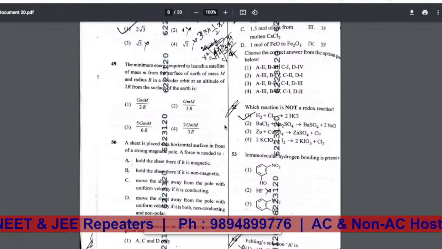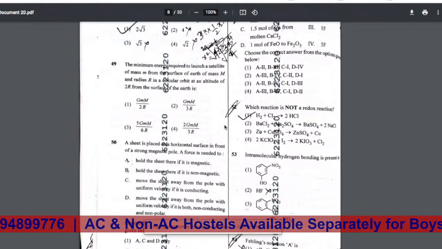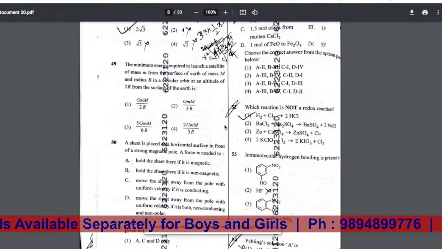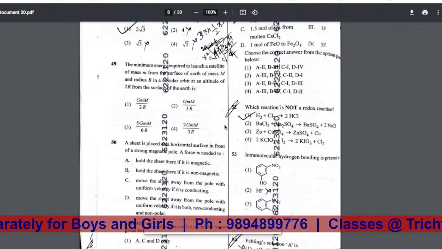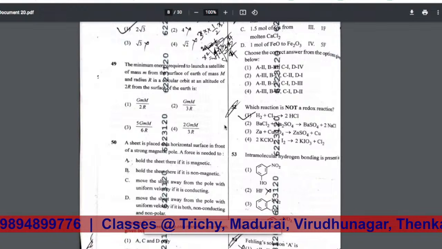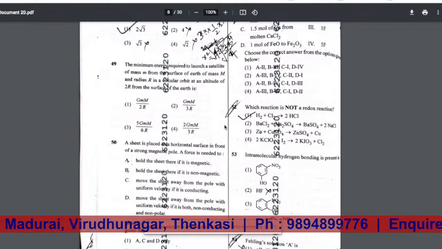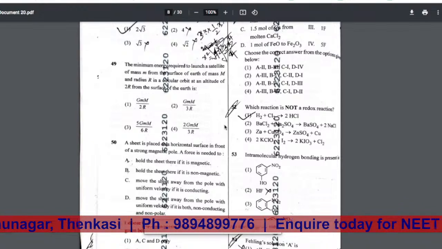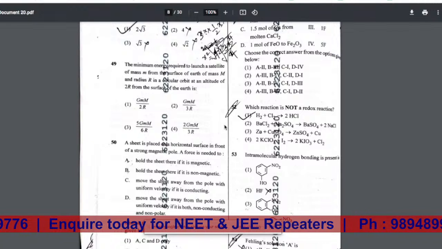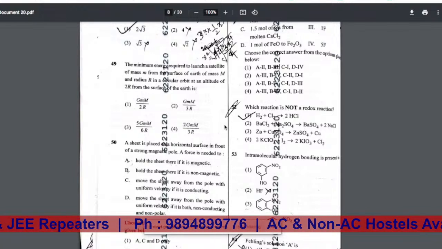Second part, if we check BaCl2 plus Na2SO4 gives BaSO4 plus 2 times NaCl. In BaCl2, the oxidation state of Ba is +2, chlorine is -1, sodium is +1, and sulfate is -2. Check the product side: barium is the same +2, sulfate is -2, sodium +1, chlorine -1. So it means no oxidation state changed from reactant to product. It means this is not a redox reaction.